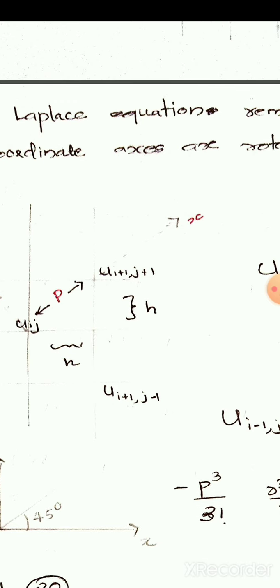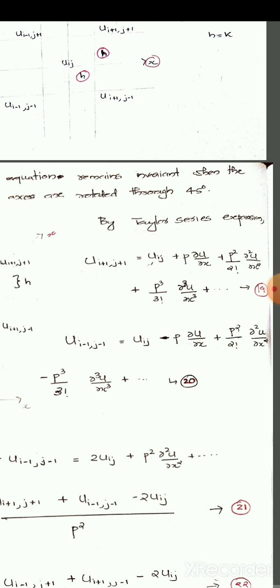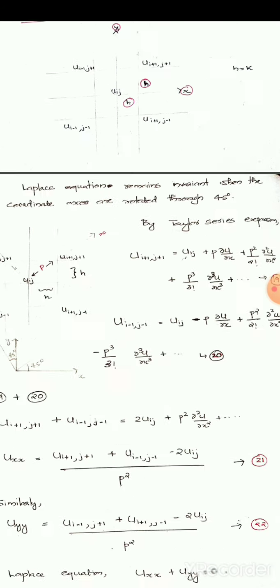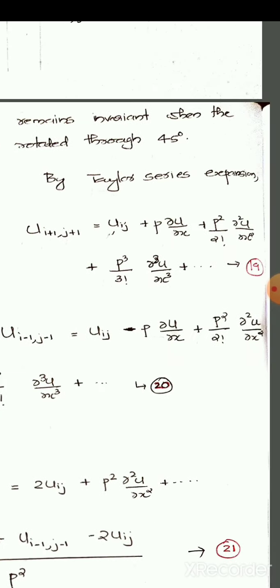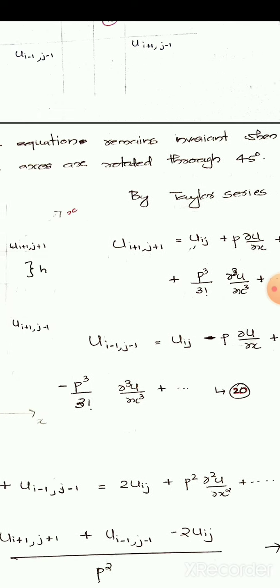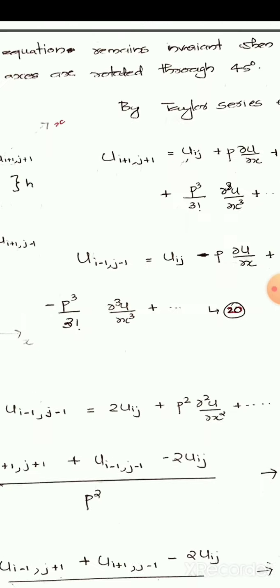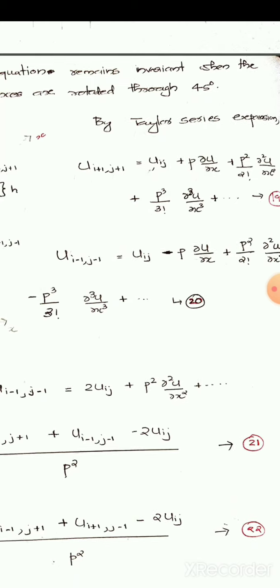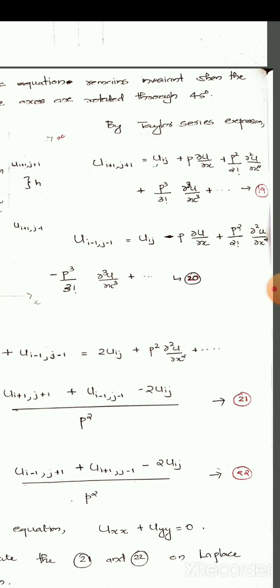It is p, and by Taylor series expansion, u(i+1, j+1) is u(i,j) plus p ∂u/∂x plus p² by 2 factorial ∂²u/∂x² plus p³ by 3 factorial ∂³u/∂x³. The Laplace equation remains invariant when the coordinates are rotated by 45 degrees, and u(i-1, j-1) is also Taylor series expanded, and we get equation number 20.